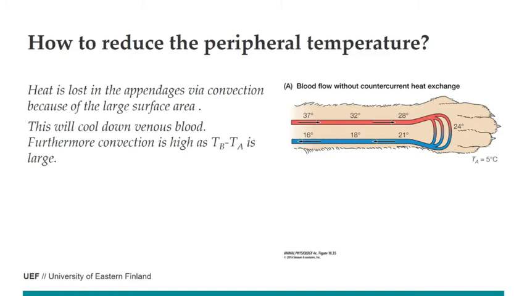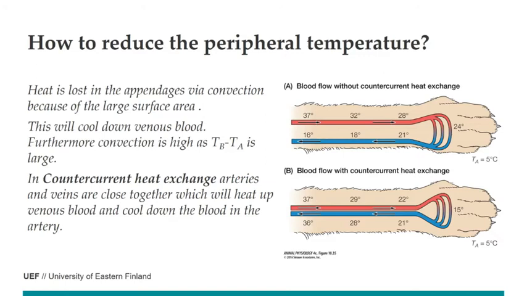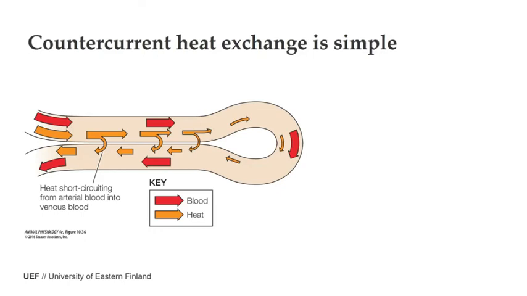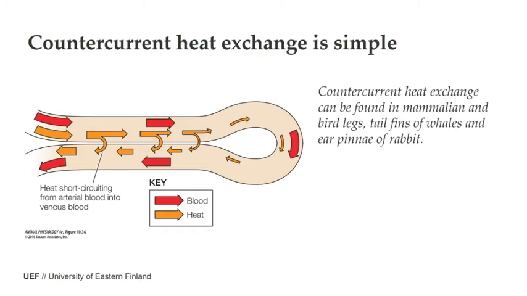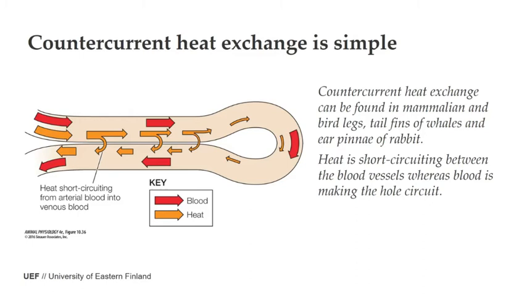So that's why we have this countercurrent heat exchange where the artery and veins are close together. So the artery is heating up the venous blood, and at the same time, the blood in the artery is cooled down. So there's colder blood flowing in the tip of the leg, but it will be heated up on its way back to the heart. And it's actually pretty simple. It can be found in mammals, bird legs, but also in tail fins of whales and the hairpin of rabbit. So the heat is short circuiting between the blood vessels, but the blood is making the whole circuit.